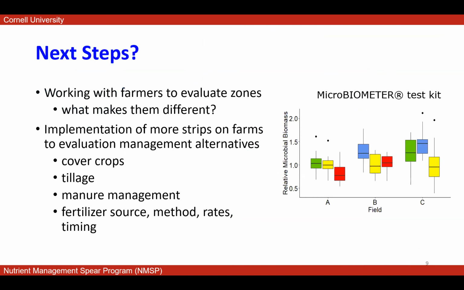What are our next steps? We're working with farmers now to evaluate zones, to see what makes a difference. Why is zone quadrant 1 different from quadrant 4? So we can try to manage that. And to implement more strips on farms to evaluate all sorts of management alternatives, including cover crops, tillage, manure management decisions, and all of the 4 R's of fertilizer management.